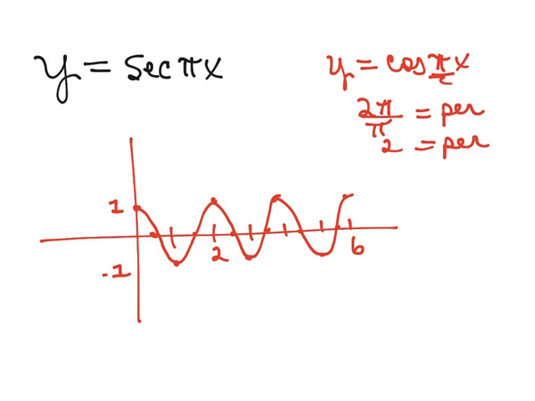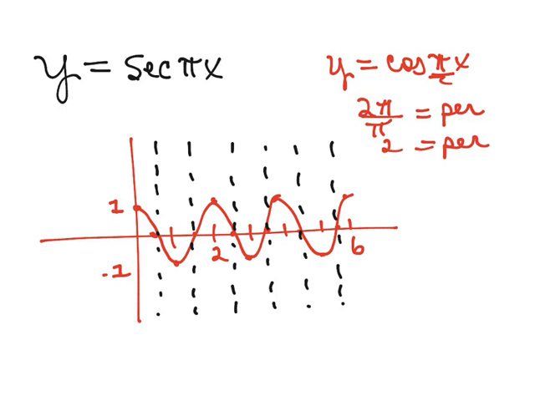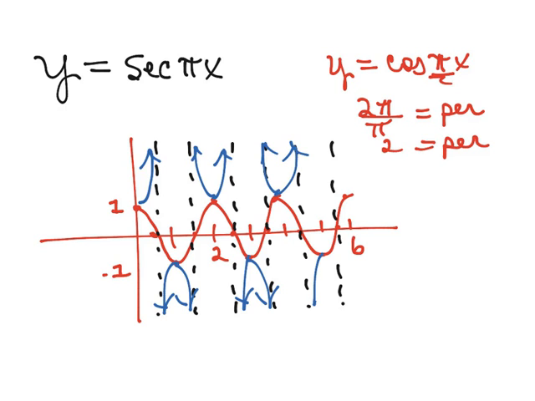So what does the secant graph look like compared to that? Well, everywhere that the cosine graph is 0, the secant graph is going to have an asymptote. So we're going to have an asymptote at each place that the cosine graph had a 0. And so to get our final graph, where our cosine graph has a max, our secant graph is going to have a min, and the graphs are going to go in the opposite directions. So our secant graph is the blue graph, y equals secant pi x.